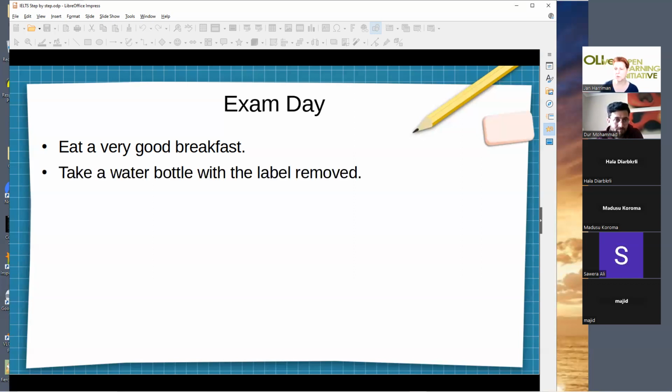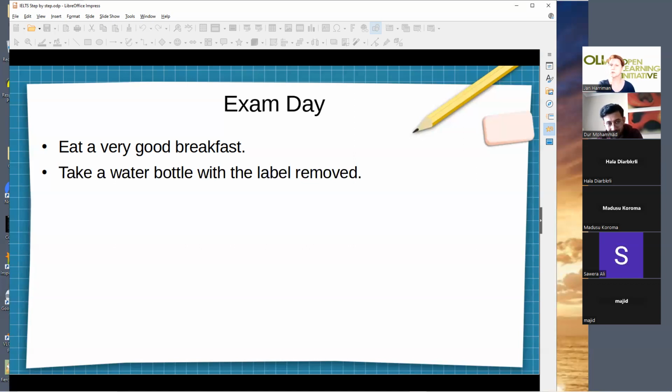Take a bottle of water. So get a water bottle, take the label off, and take a bottle of water with you. You have to take the label off because it can't have any writing on it. You can't take anything with writing on it into the exam. All right, so take a water bottle.